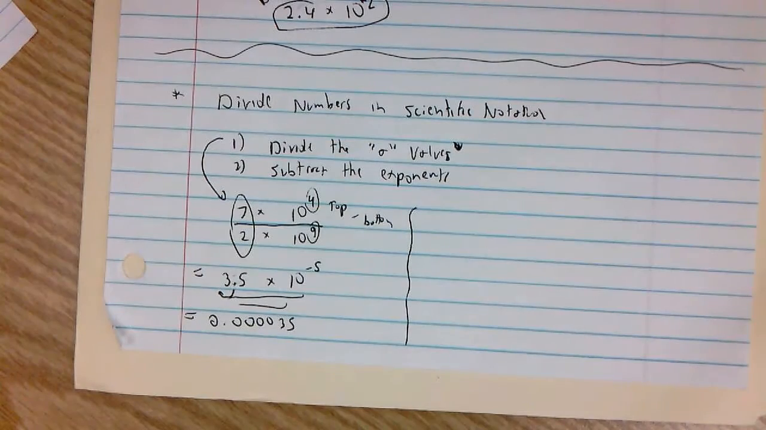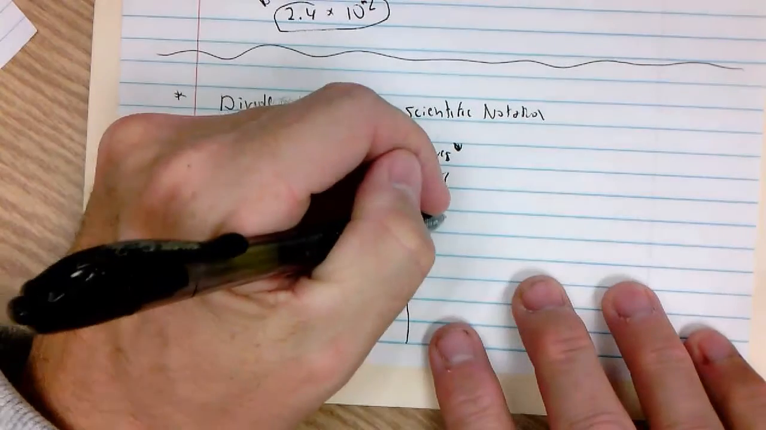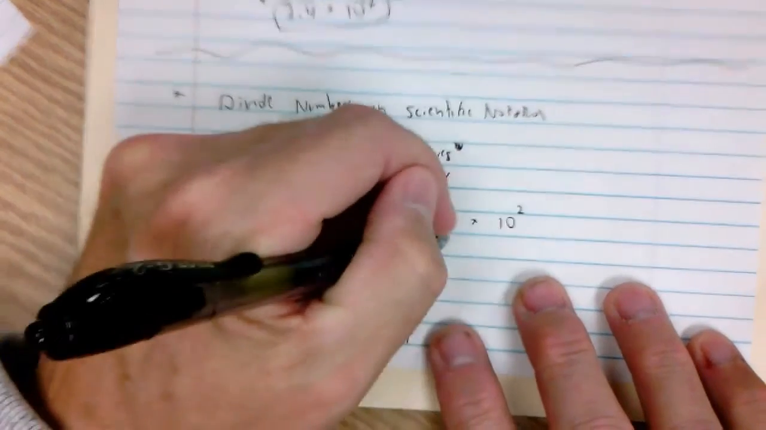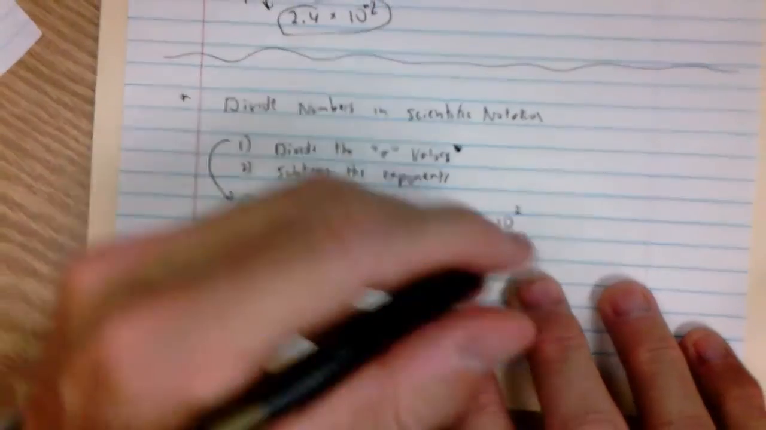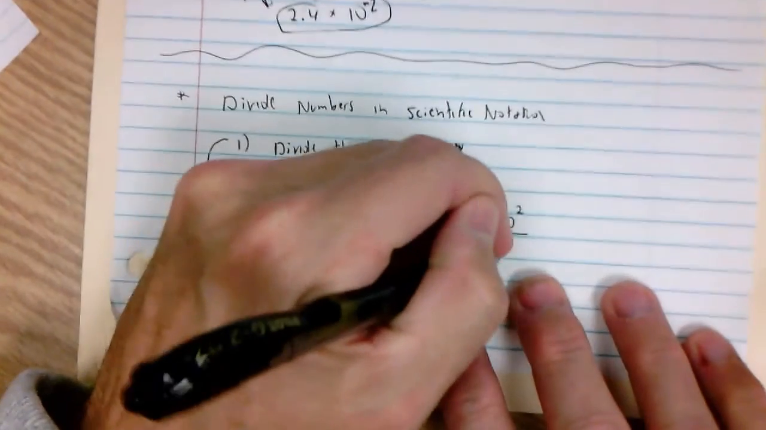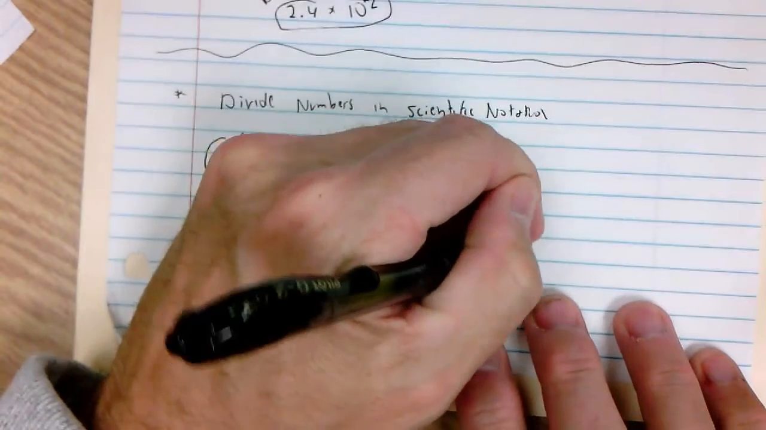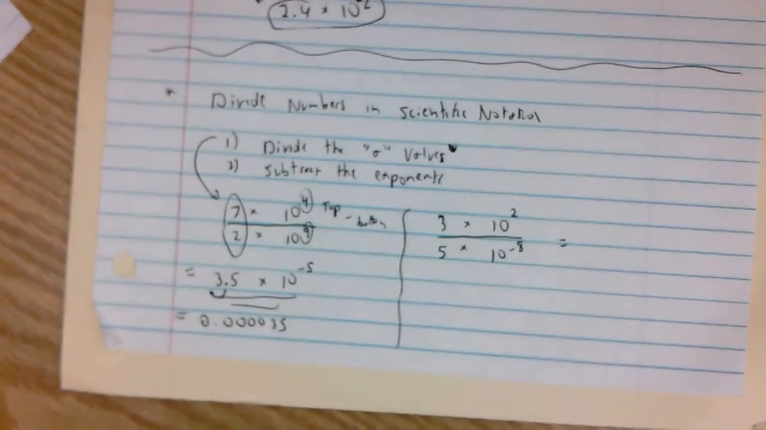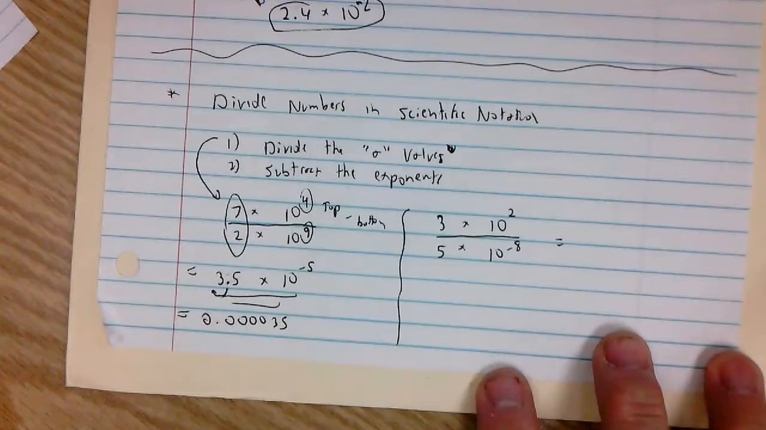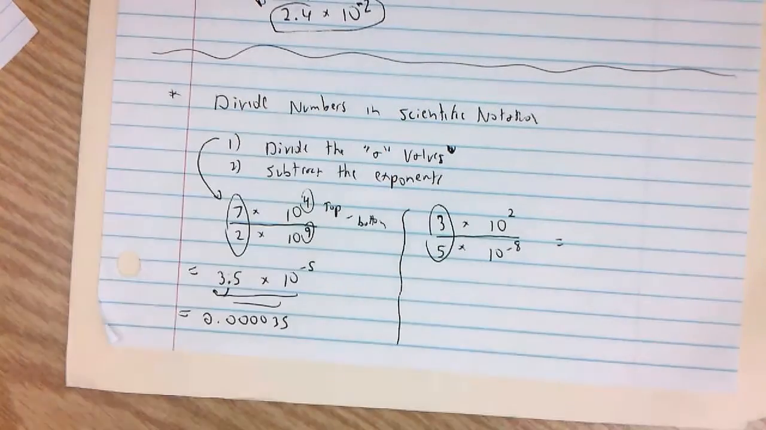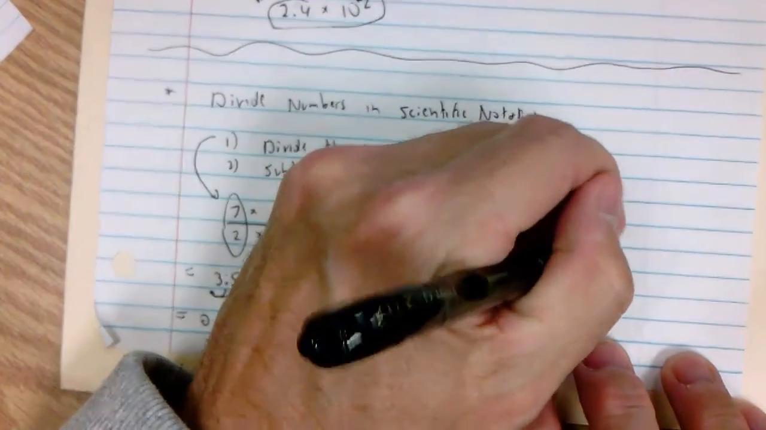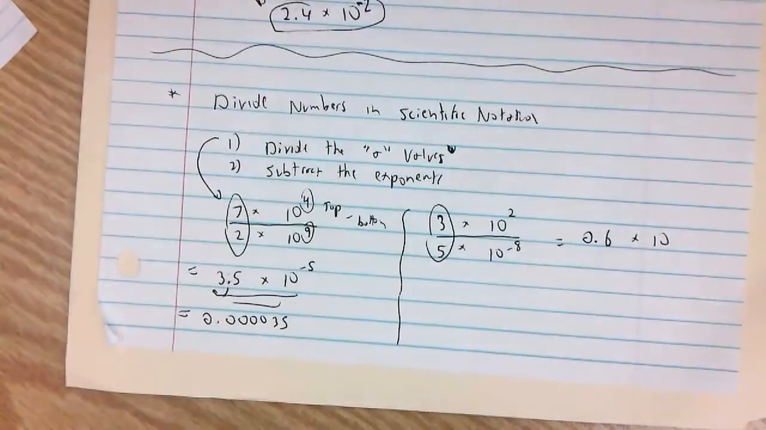Let me do one more example that's a little more difficult. 3 times 10 to the 2nd divided by 5 times 10 to the -8th. This time I'm going to move to the right. The first thing I'm going to do is divide the a values. 3 divided by 5. That is 0.6.